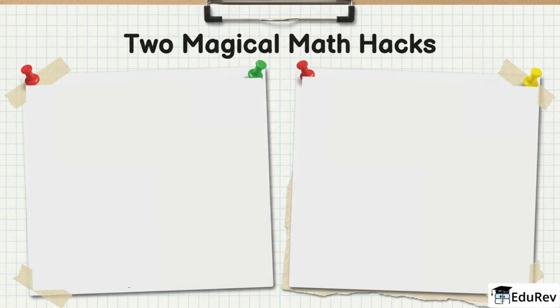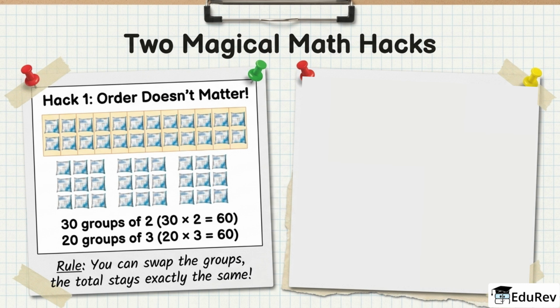Here are two very useful shortcuts. The first is that order doesn't matter in multiplication. Whether you calculate 30 groups of 2 or 20 groups of 3, you are going to get 60. You can swap the numbers around and the total stays exactly the same.